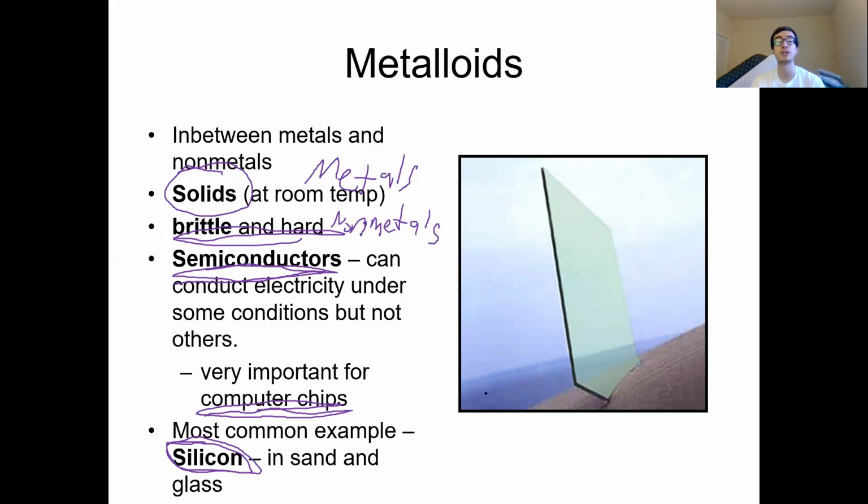So metalloids are literally in between metals and nonmetals. They have some properties of metals, like being solid and being able to conduct certain electricity at certain conditions, but they also have certain properties of nonmetals. They're very brittle and shatter easily, and if the conditions aren't right, then they are not good at conducting heat and electricity at all.